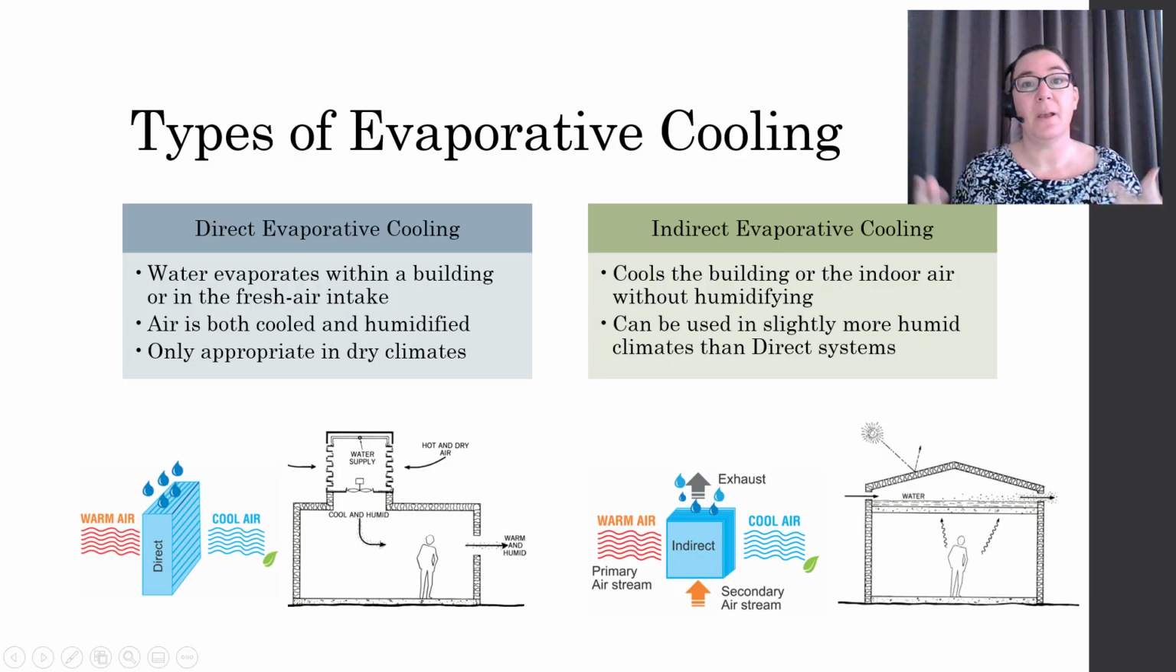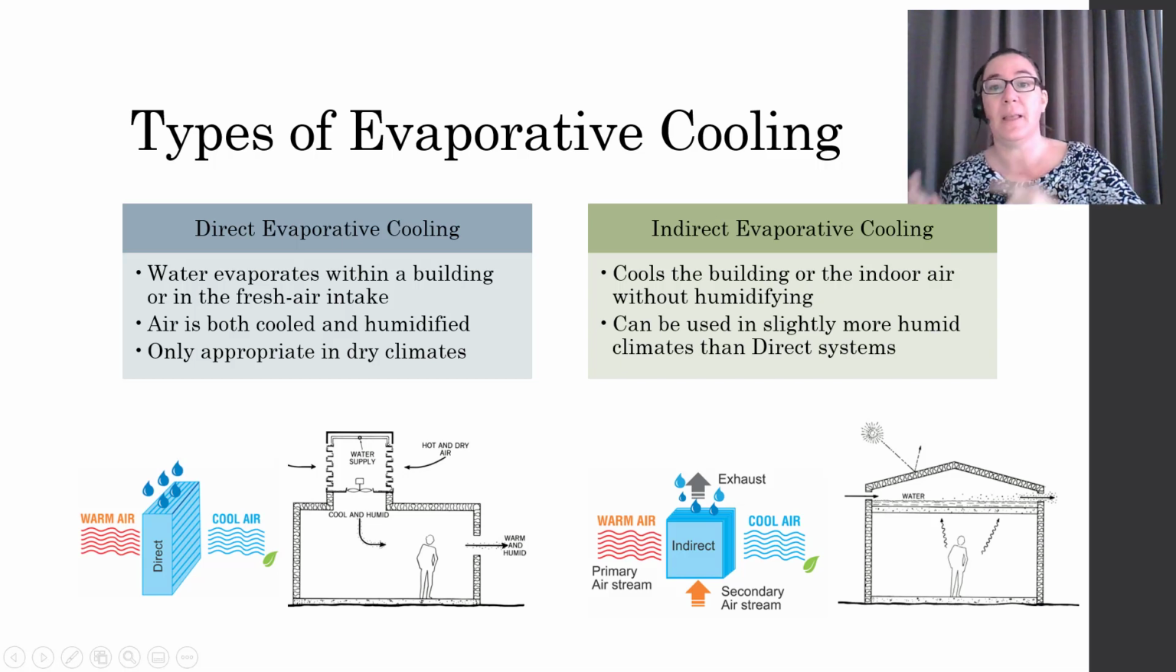There are two major types of evaporative cooling, and they can also be mixed and used together, and you can use them in conjunction with mechanical cooling, with air conditioning. But let's talk about these two basic types. The first one is direct. Direct evaporative cooling is when water evaporates within a building or in the fresh air intake. And so the air that's supplied to the space, your occupied space, is both cooled and humidified. Water is added to that air. It really only works in the most dry climates that we highlighted in the last slide.